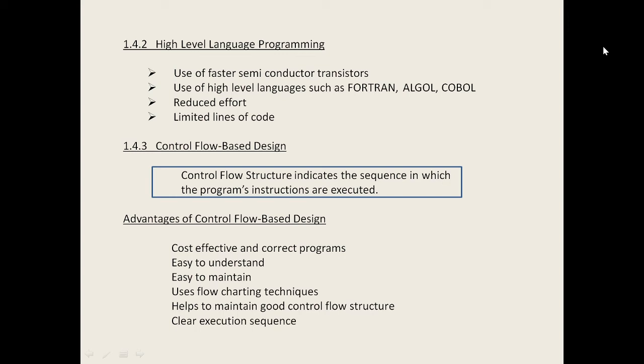representing the control flow using a flowcharting technique, which is easier to understand, and it helps to maintain good control flow structure because we can analyze the flow of control or flow of execution through the program using a flowchart. So it helps to maintain a good control flow structure in the program, and it has a clear execution sequence. Because we can analyze the path of execution, the sequence of execution, we can provide a good programming style using the control flow based design.